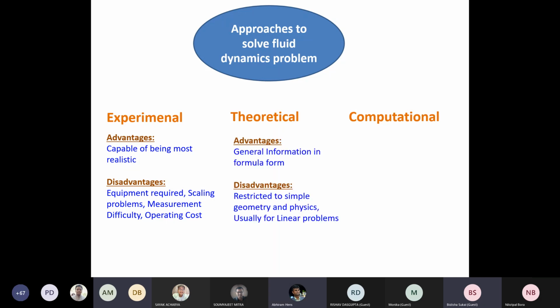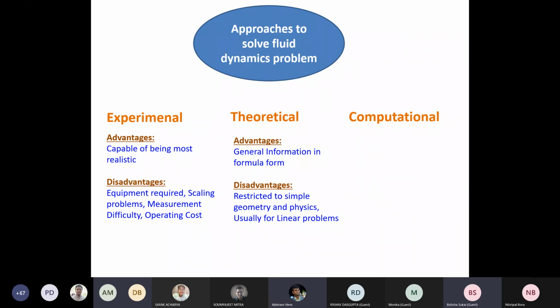Then comes the theoretical route. Theoretical route means you will see that in most of our textbooks, we deal with these kinds of theoretical concepts. So what advantage is there? You can get general information in formula form. You can build an expression in a mathematical formula, or one equation you can develop, and you can solve it. But the disadvantage is that it is restricted to simple geometry and physics.